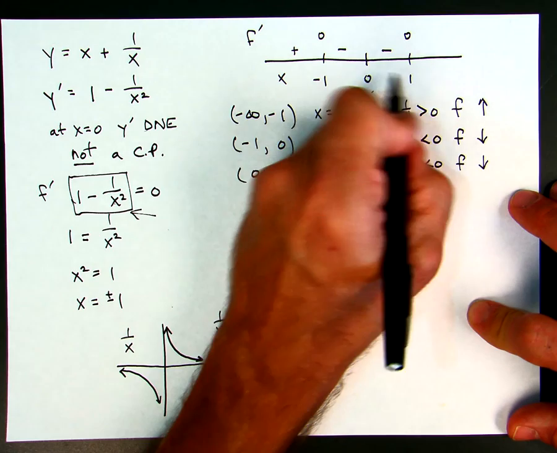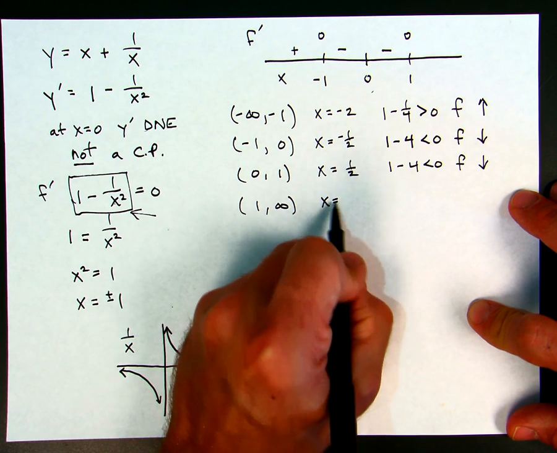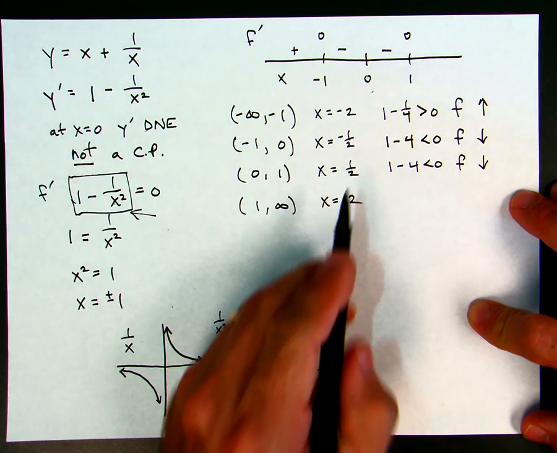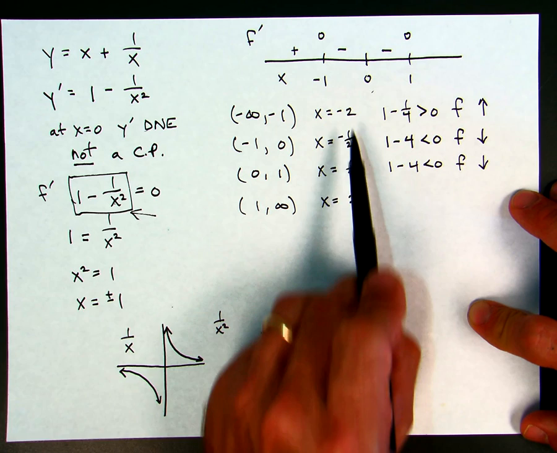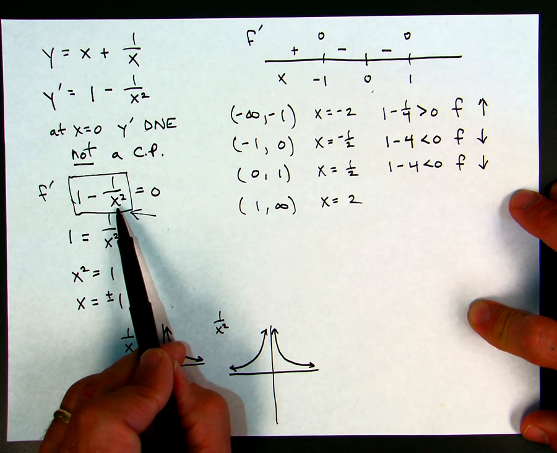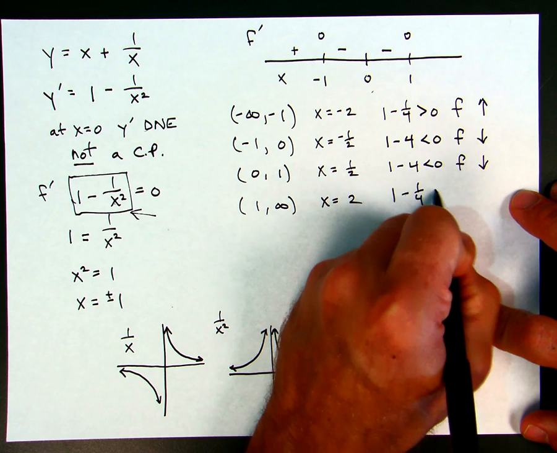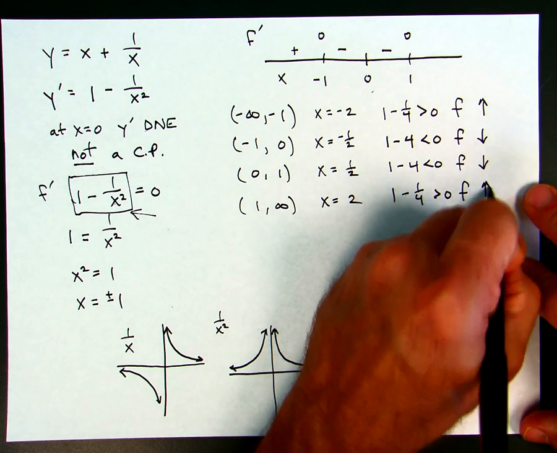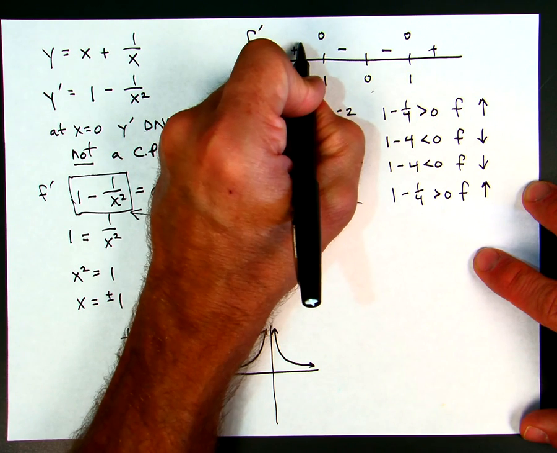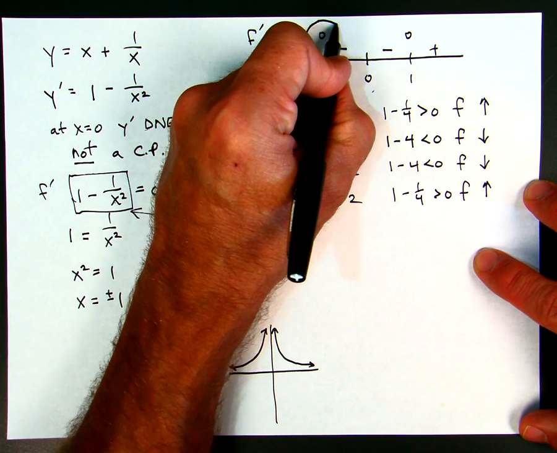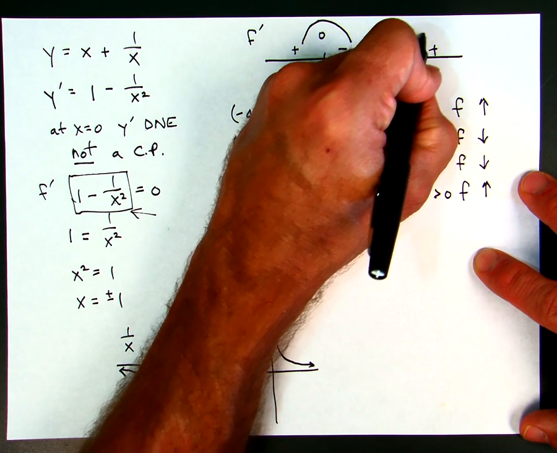And then finally, I look at the interval out here, 1 to infinity, and I'll choose x equals 2 as my test point. Again, there's some symmetry here because this is squared. I'm going to get the same value as before, because when I square it, it doesn't matter if it's negative or positive. It's still going to give me 1/4. So that's 1 minus 1/4. That's positive, and the function is increasing out here. So you can see it's going to be increasing, then 0 and negative out here, and here decreasing, then 0 and positive, increasing again.